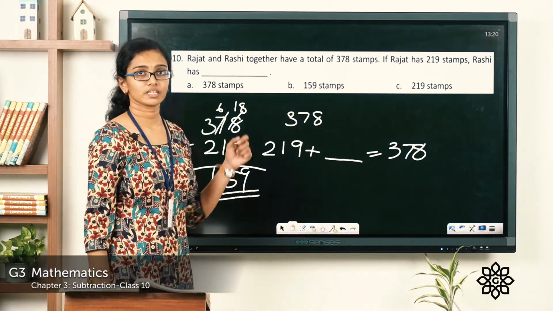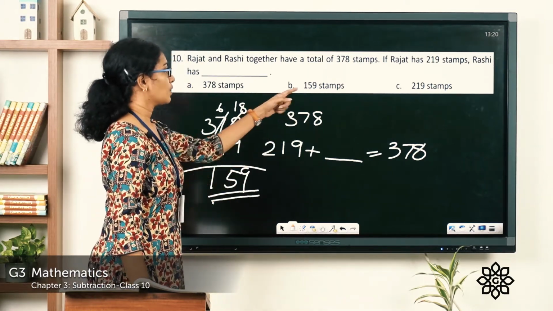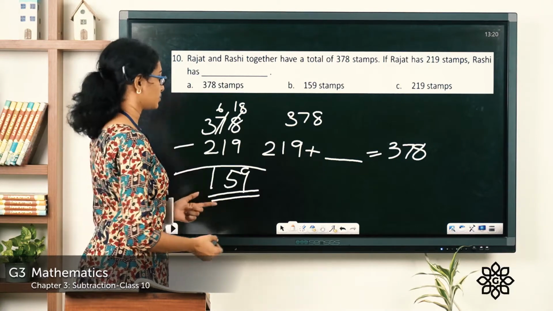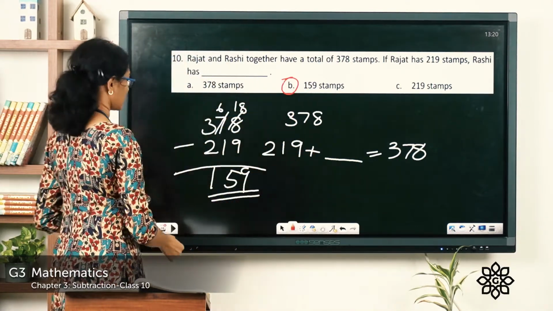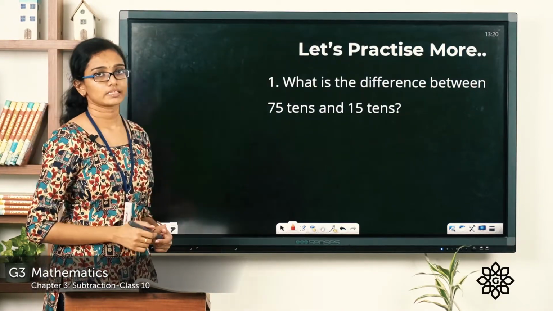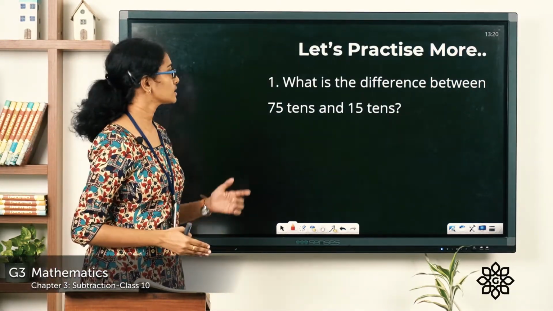So, how many stamps Rashi has? Rashi has 159 stamps, which is option B as per the question. Now, we'll see some more questions from the concepts we learned in this class.